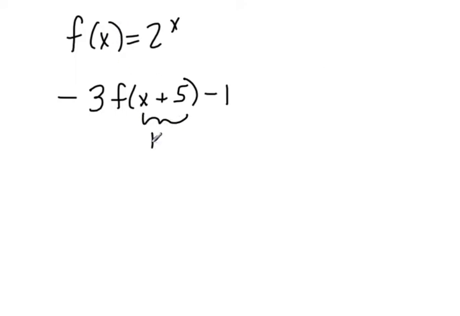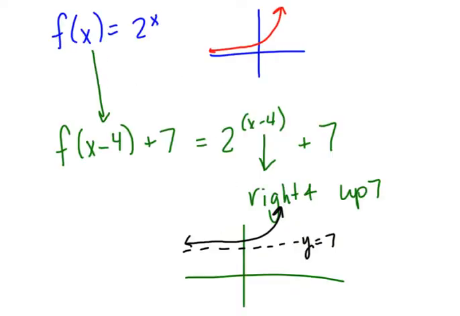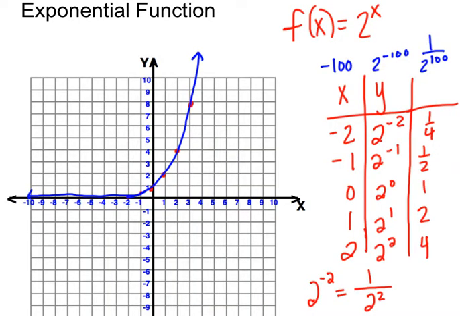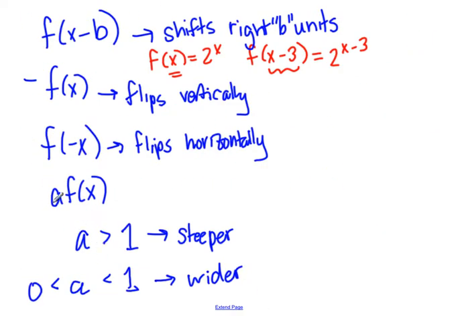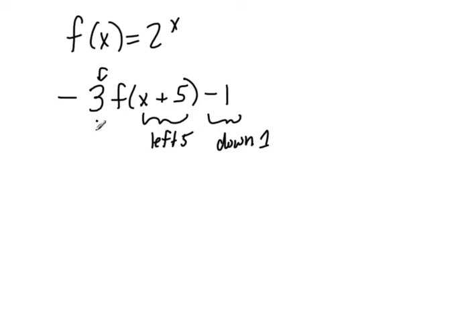This means it goes left 5 because it's inside the parentheses. And this means it would go down 1. This 3, if you look at it as the a here, since our number was 3, it's larger than 1, so that means it's a steeper graph. And this is a vertical flip.